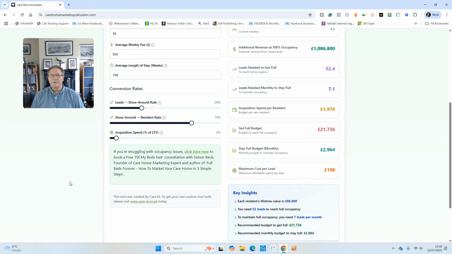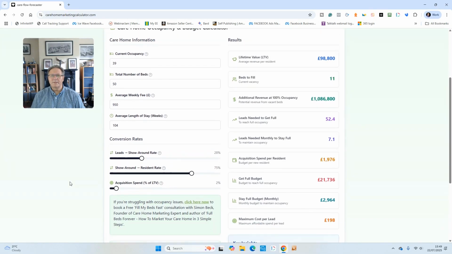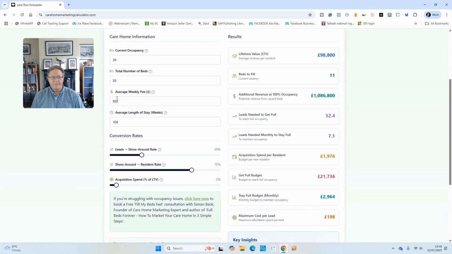Okay, so hopefully you can see from that how to put a budget together for your care home. Simply fill these in here, drag these to what you believe your current rates are. It will then tell you all the different figures. It will tell you how much additional revenue you're going to make and how much you make from each client. Then you've got to decide how much of that lifetime value per client you are willing to spend, and you do that by dragging this percentage across, and that affects the figures down at the bottom there.